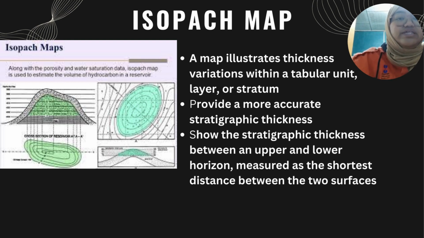Isopach maps are used in various fields, including hydrographic survey, stratigraphy, sedimentology, structural geology, petroleum geology, and volcanology. Other than that, they also provide a more accurate picture of stratigraphic thickness. This is because they reflect the thickness of the deposited bed. Furthermore, isopach maps show the stratigraphic thickness between an upper and lower horizon. Hence, they measure the shortest distance between the two surfaces. That's all.